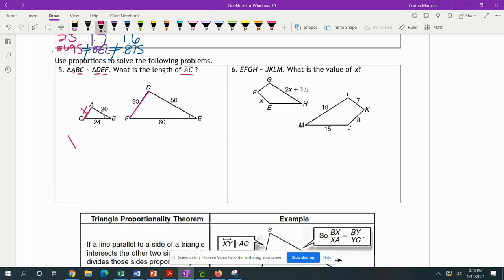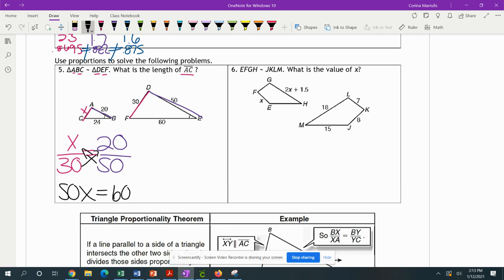Okay, so we're gonna do X over 30 equals, and then we pick any of the sides because they give us all of the other sides. We can choose whichever one we want. So 20 and 50. So we put the smaller triangle first and the bigger triangle on the bottom. All right, so we go ahead and cross multiply. So we multiply X times 50, which gives us 50X. We multiply 30 times 20, which gives us 600.